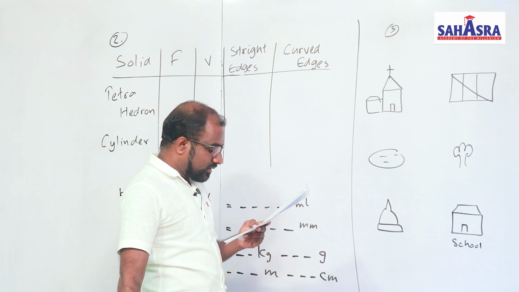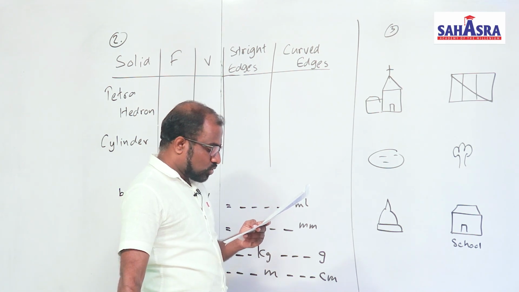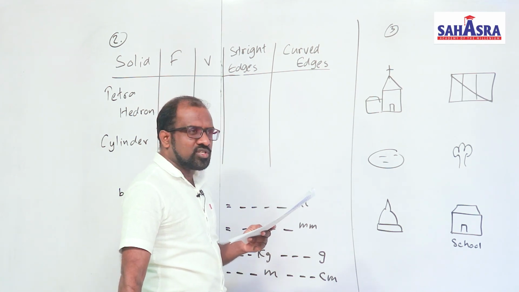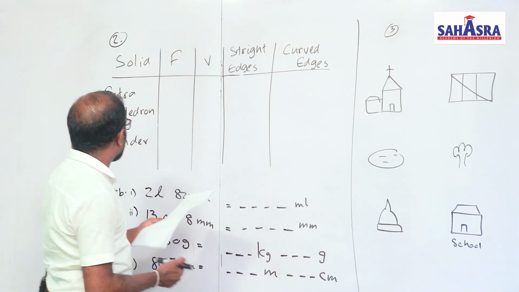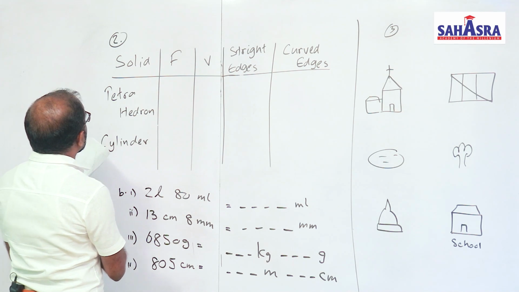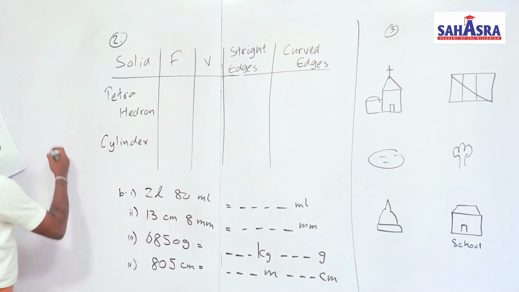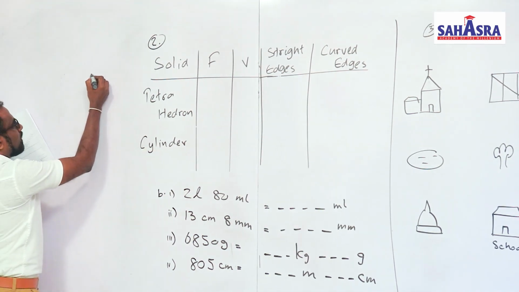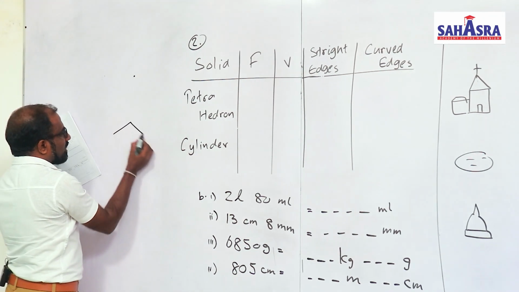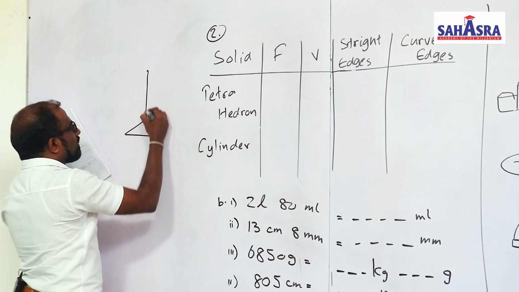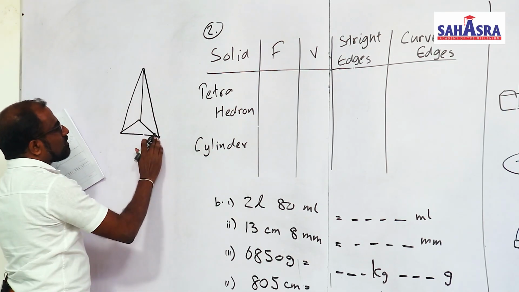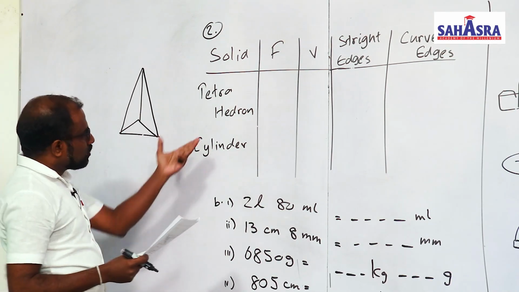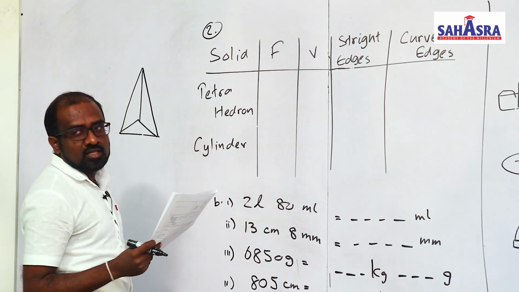So next one is about tetrahedron and cylinder. Then it's easy, right? They are not difficult to be drawn. So, for example, tetrahedron. What is the easiest way to draw a tetrahedron? Keep a dot, draw a triangle like this. Then you can link the 3 vertices. Right? So, once you draw the solid, you can see faces, vertices, everything you can count.